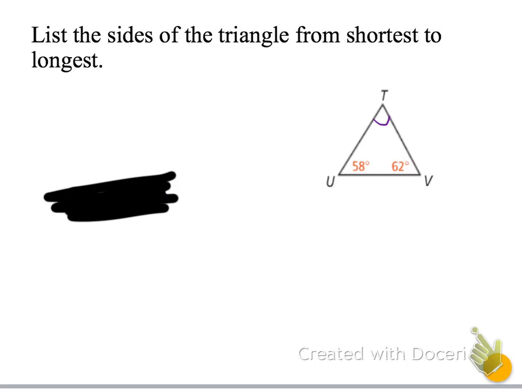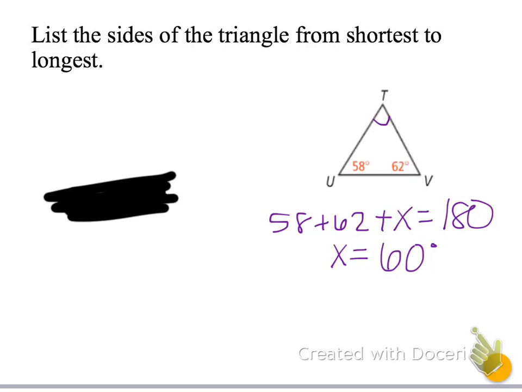So we have to find out what this angle is first. I'm going to take 58 plus 62 plus x, and they should add all together to get you 180. So let's find out what that angle is. We know that this last one is 60 when we solve for x. So now, let's write them in order from biggest to smallest. So we have angle V, angle T, and angle U.